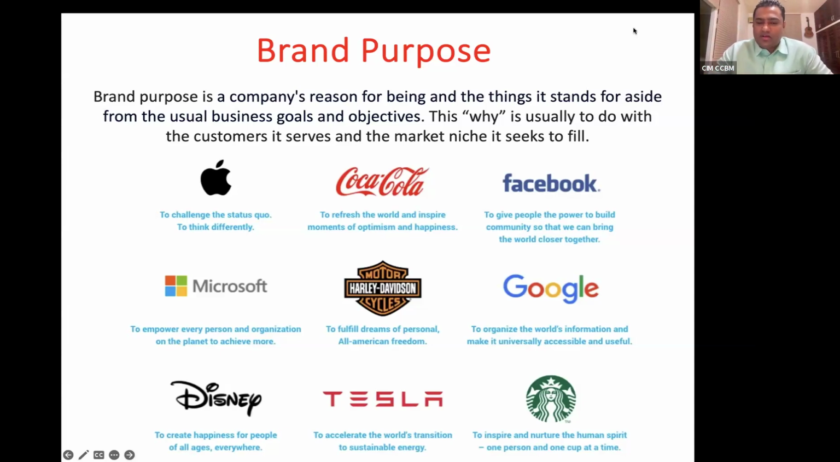Tesla: to accelerate the world's transition to sustainable energy. Facebook: to give people the power to build community so that we can bring the world closer together. And finally, Starbucks: to inspire and nurture the human spirit, one person and one cup at a time. So these are purpose statements. They are not really objectives. They are broader than objectives and stand aside from the usual business goals and objectives.